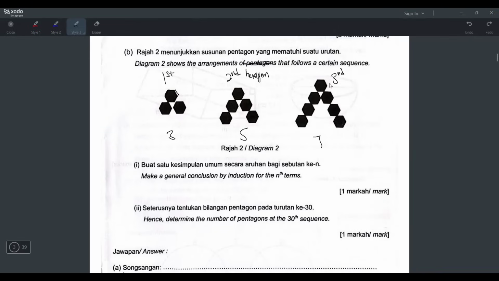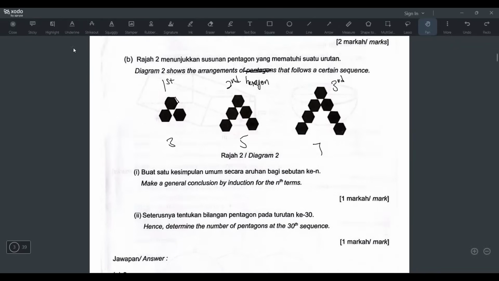Now, I mean arrangement. First arrangement, second arrangement, third arrangement. I said first pattern just now, sorry. So first arrangement, 3 hexagons. Second arrangement, 5 hexagons. Third arrangement, 7 hexagons. Number 1, make a general conclusion by induction for the n terms.